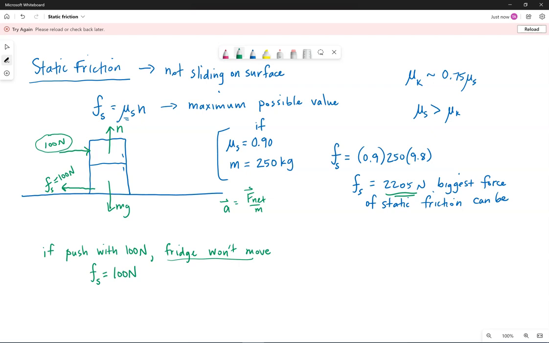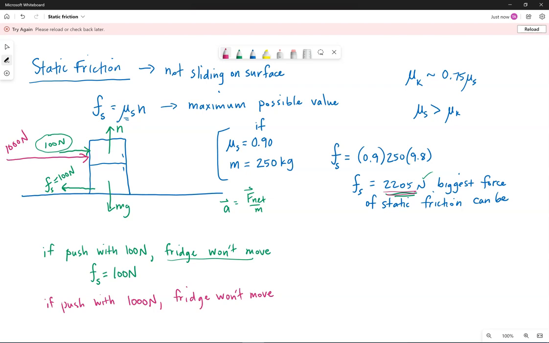That is not mu times n. We've already calculated mu times n. This is the force needed, though, to keep the fridge from moving. If we came and pushed on the fridge with a force of 1,000 newtons, that's still not reaching the maximum static friction force. If we push with 1,000 newtons, the fridge still doesn't move. And again, that's because we are not exceeding that maximum static friction force.